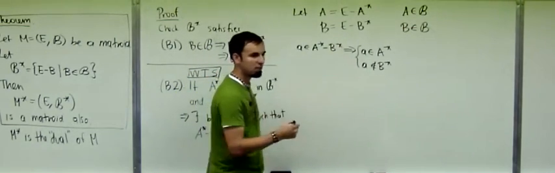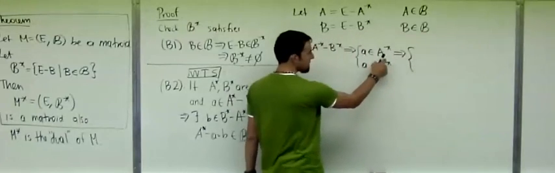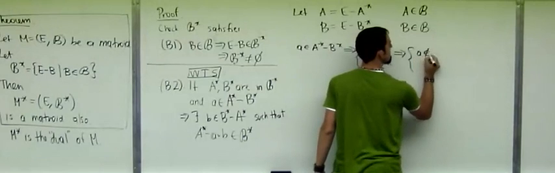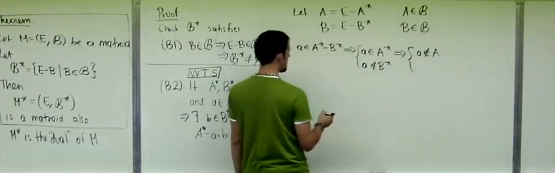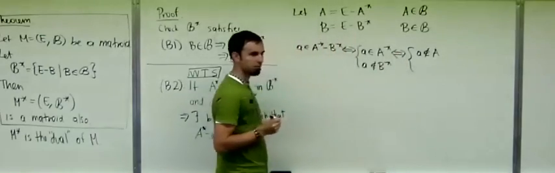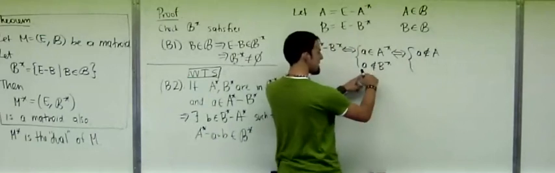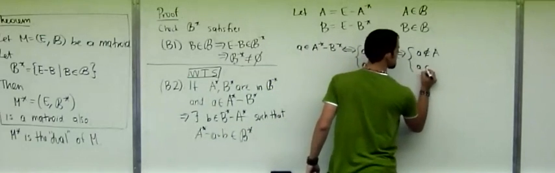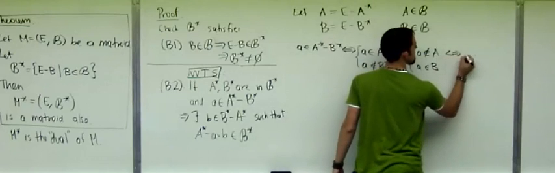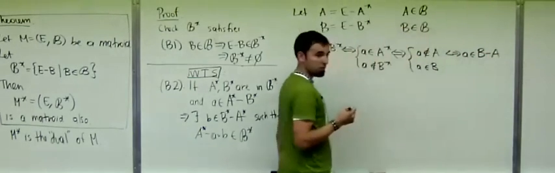But then let's translate that into A and B. So what that means is if A is in A star, that means that A is not in the complement of A star. It's equivalent. In fact, let me put if and only if because these are equivalences. A is in A star means A is not in A. A is not in B star means that A is in B. In other words, what this means is that A is an element of B minus A.